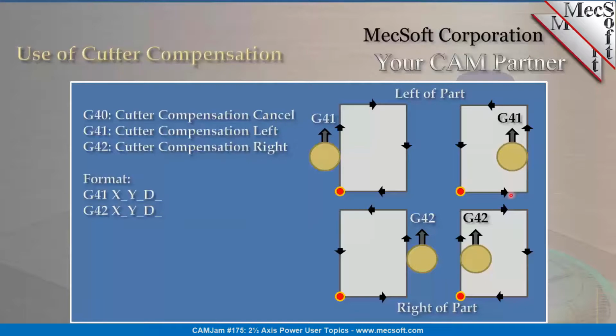So cutter compensation is used to compensate, typically for tool wear, between the actual tool diameter and the programmed tool diameter at the machine or the controller. Cutter compensation is typically output using a G41 to comp on the left, or a G42 to comp on the right, and a G40 is used to cancel cutter compensation.